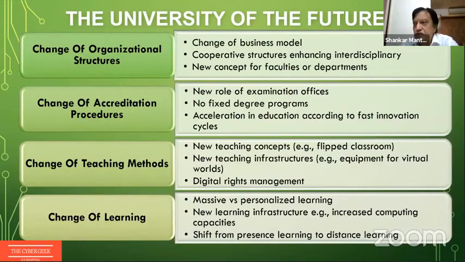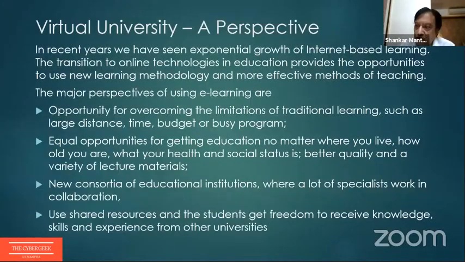So all this put together, we come to a concept called universities of the future. So the business models will change, the cooperative structures, the interdisciplinary nature of learning, the new concepts for faculties or departments. No longer will you have those silos of a marketing department or a finance department and HR department and things like that. All of them will coalesce into cooperative structures. There'll be new roles for examination houses, new teaching concepts, massive versus personalized learning, and so on. So finally, all this will metamorphose into a virtual university. So what does that mean? Anybody from anywhere can learn together. All the technology that I've spoken about till now put together will give you something called a virtual university.